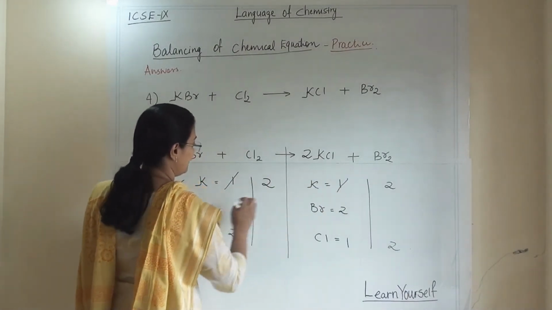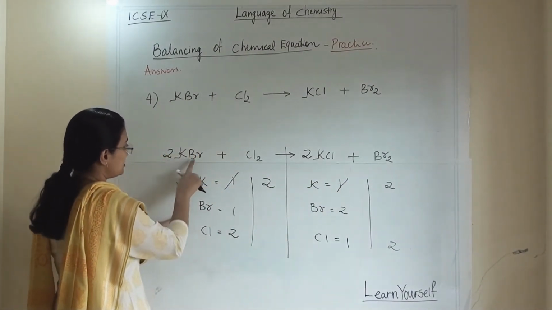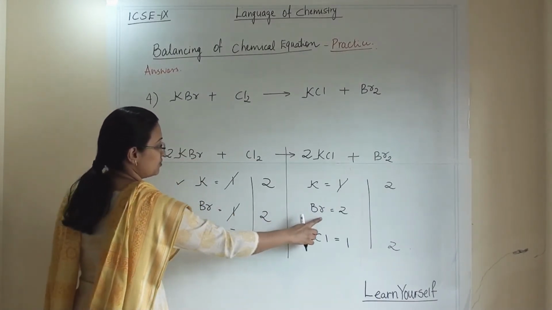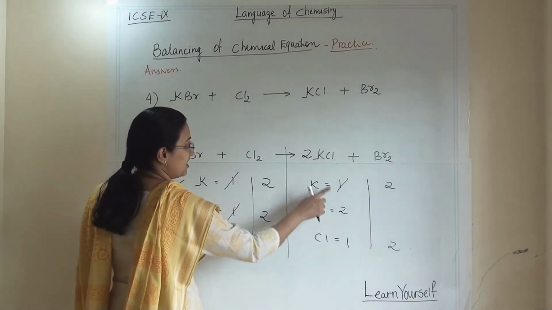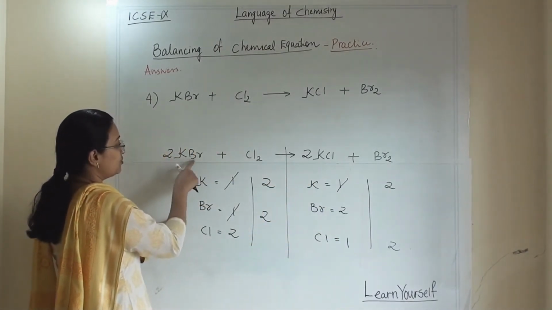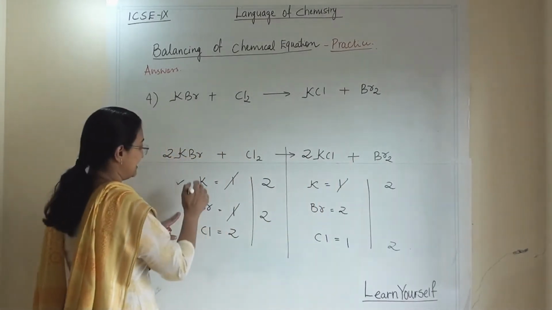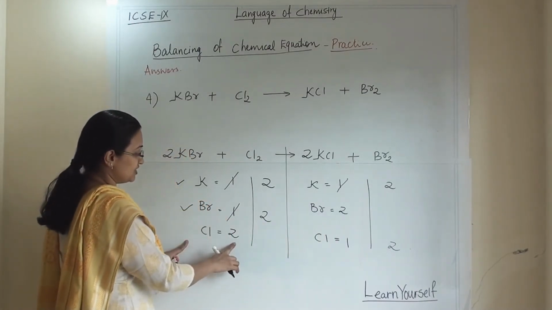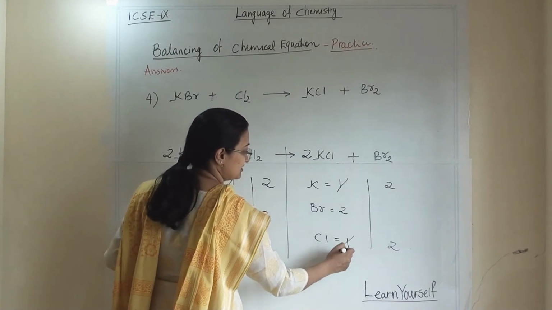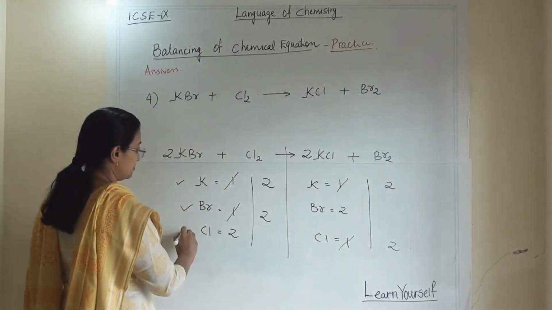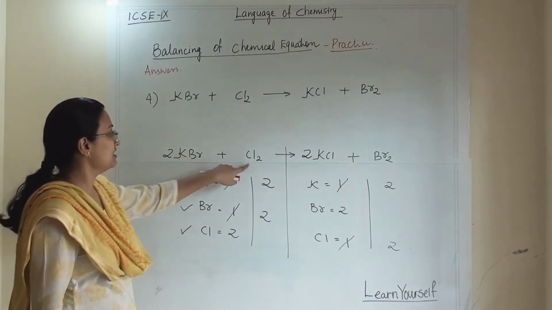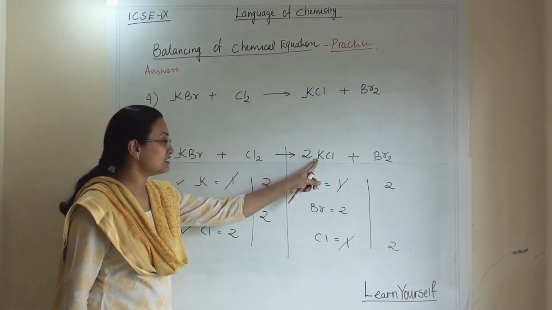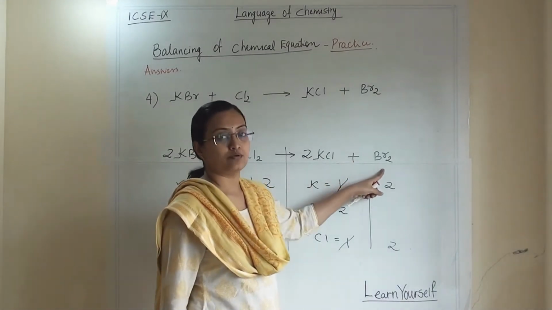This was earlier. Now my bromine. Let us check bromine. Now my bromine is 2. Earlier it was 1. So my bromine is balanced now. When I balanced my potassium, the bromine is automatically balanced. Now let us check for chlorine. 2 chlorine and this was earlier, so 2 chlorine. So my chlorine is also balanced. So this is my balanced equation: 2 KBr plus Cl2 gives us 2 KCl plus Br2.